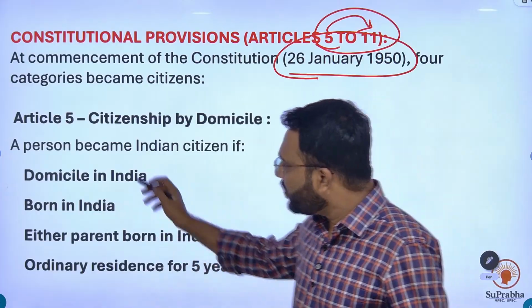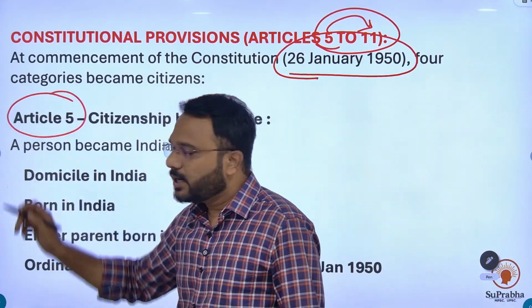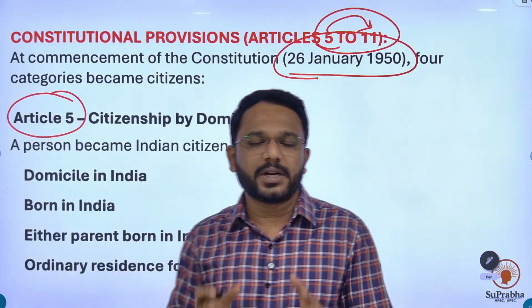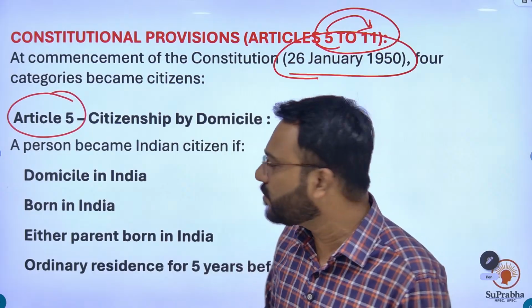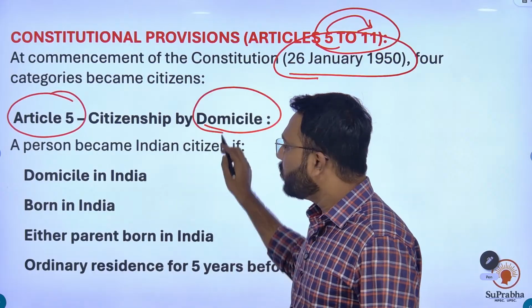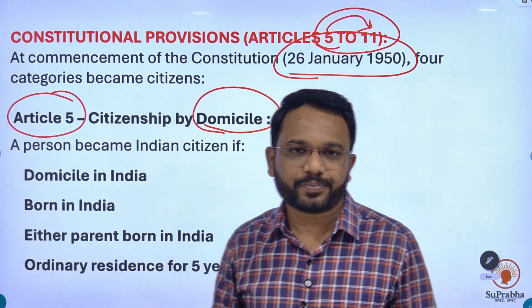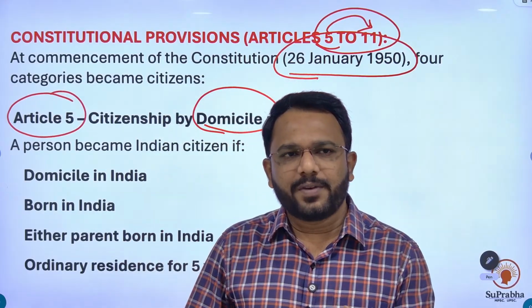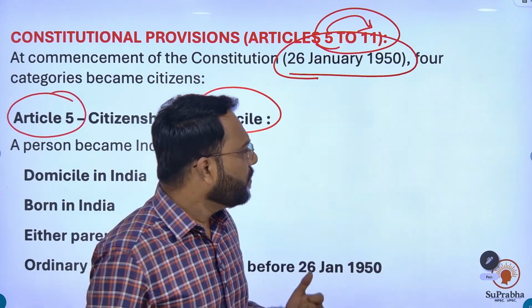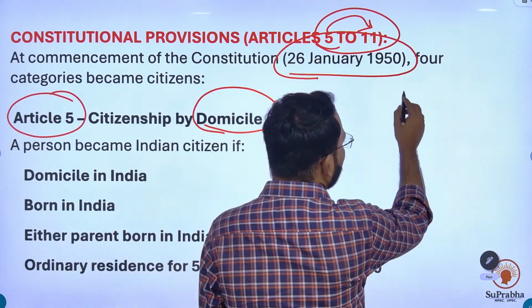Article number 5 gives the details of acquisition of citizenship through domicile. What do you mean by domicile? Let me give you a brief explanation of what exactly is meant by domicile.